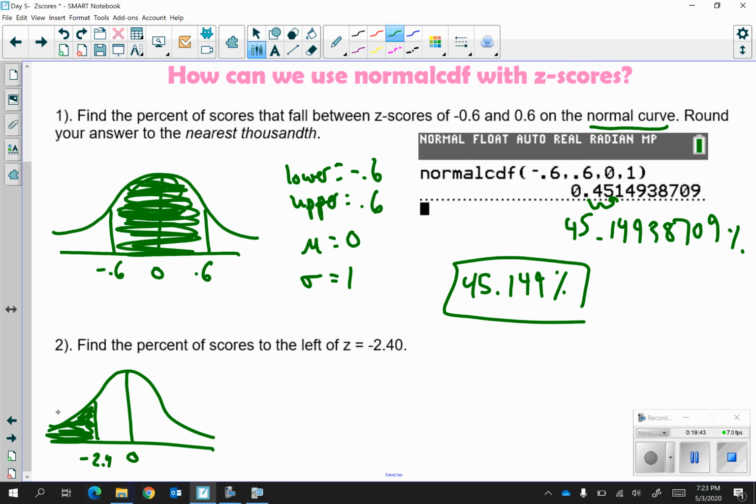Now, your lower would be, well, there is no lower number, right? And when there's no lower number, you're going to pick negative 1,000,000. Just choose a very large number. It doesn't matter if you have more zeros. Just don't make it smaller. Then your upper, the largest number of the shaded region, is negative 2.4. Your mean should be a 0, and your standard deviation is 1.